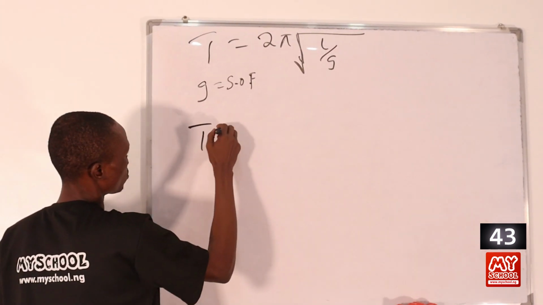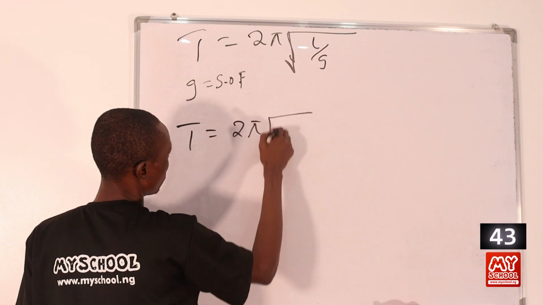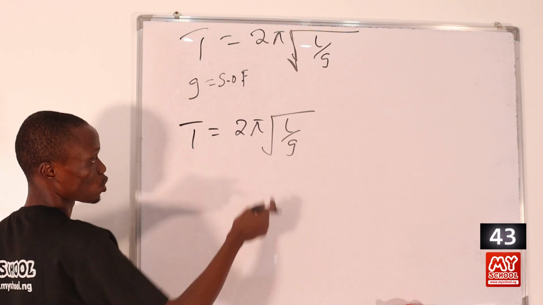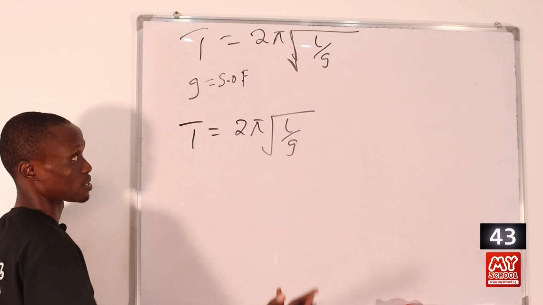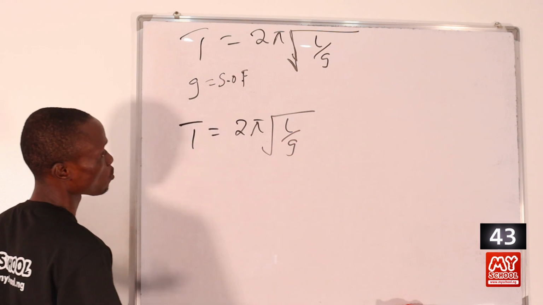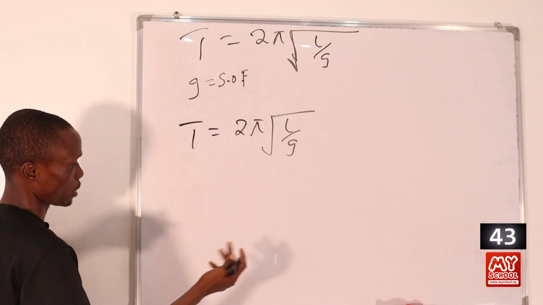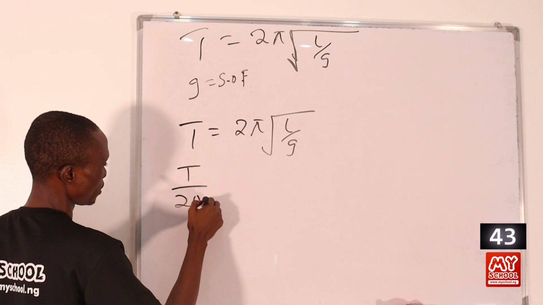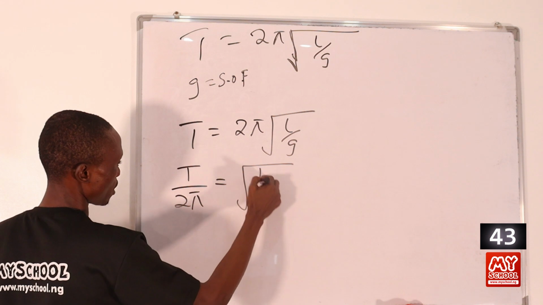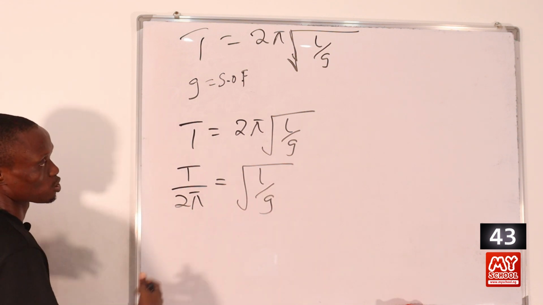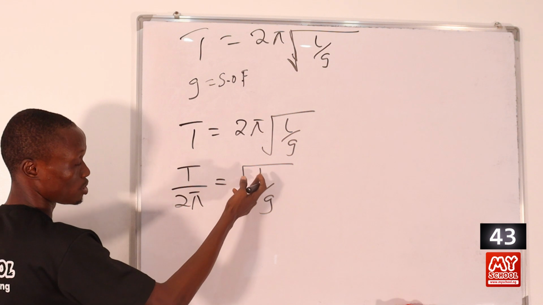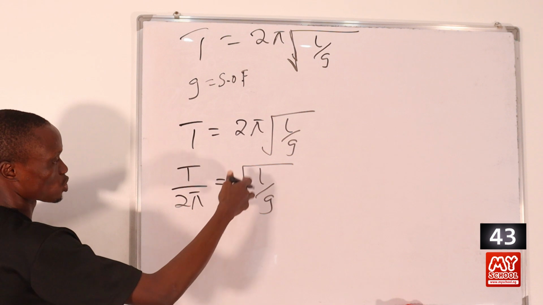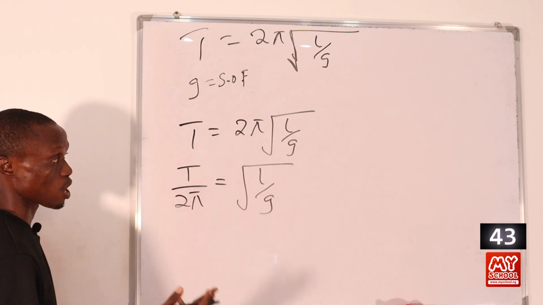So we are given T to be equal to 2 pi, then root L all over g. Okay, so since we want to make g the subject of the formula, we can decide to isolate g. By doing that, we'll first of all divide both sides by 2 pi. So if I divide through by 2 pi, I'll have T over 2 pi is equal to root L over g, right? Now the isolation still continues because g is still together with L. So the next thing is for us to kill off this square root, and to do that we simply take the square of both sides.